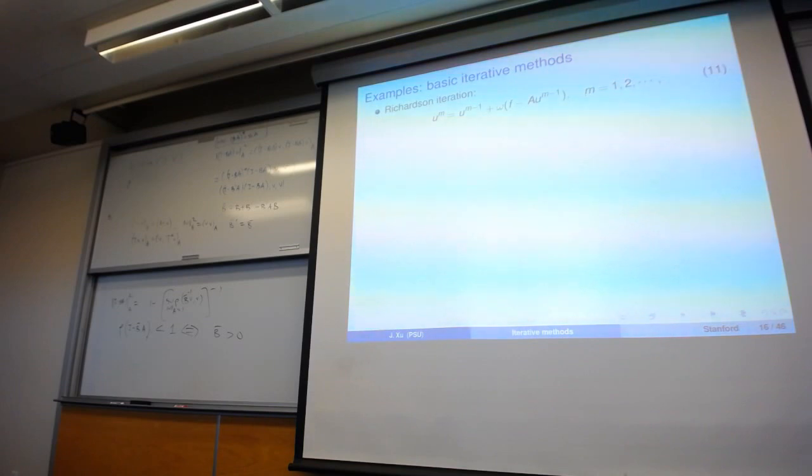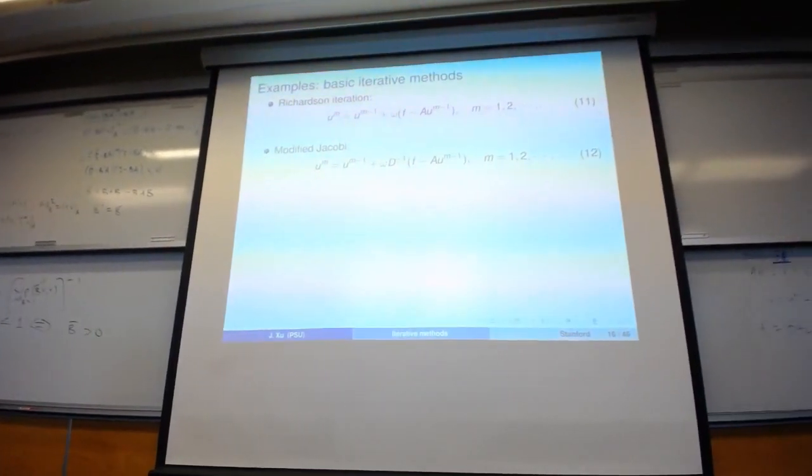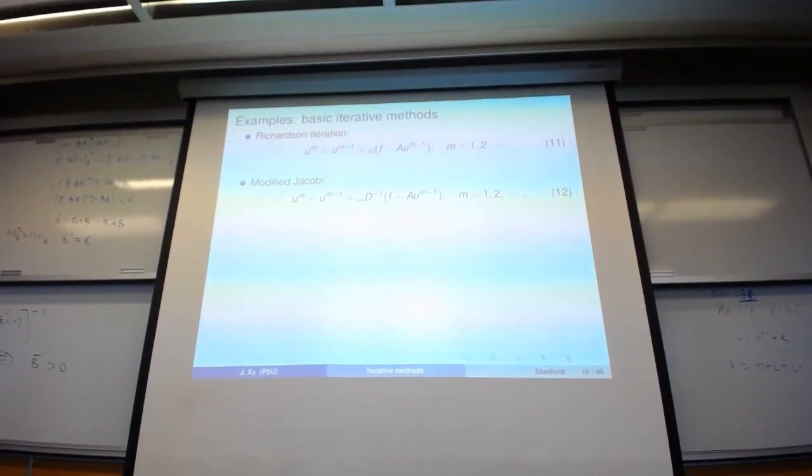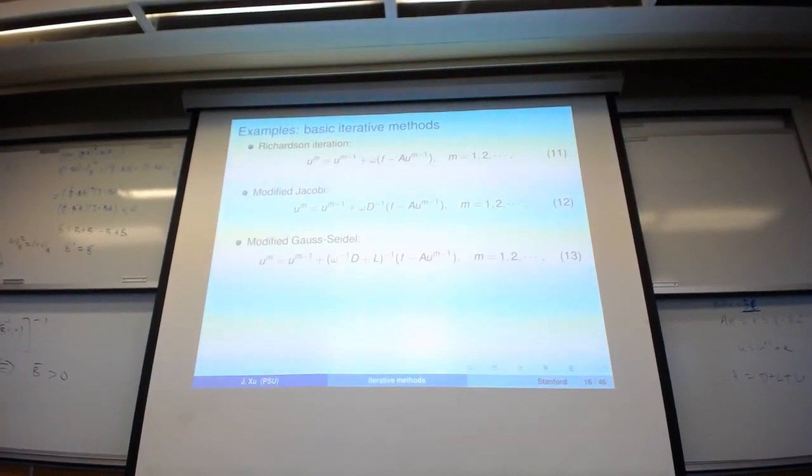What is B? I put a number there. Okay, that's just, you cannot beat that one. I put just a scalar, it's called an omega. This is what you call a Richardson iteration. And then I do the modified Jacobi. I put a relaxation parameter. It's called an omega, they usually call it the relaxation parameter.